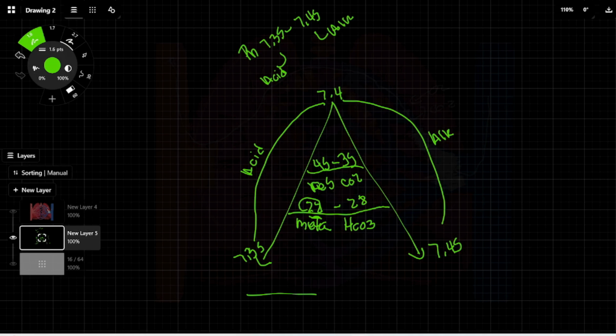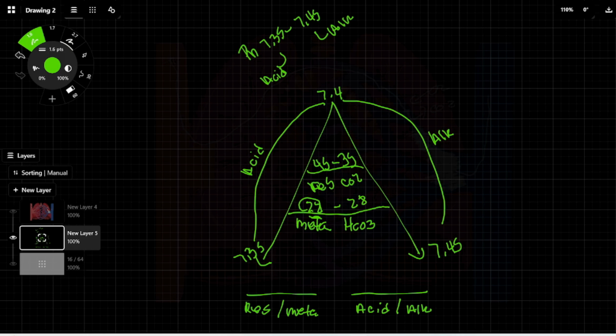Now, we're going to have a first name and a last name, and the first name is going to be either respiratory or metabolic, and the last name is going to be acidotic or alkalytic.